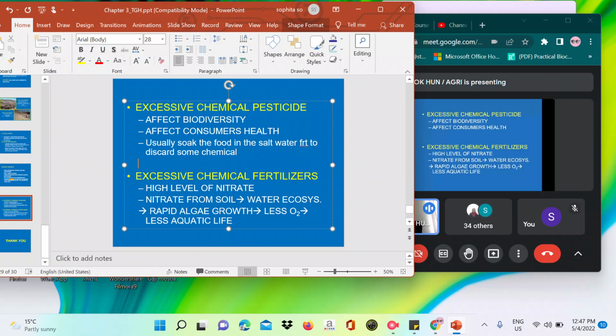So there will be less oxygen inside the water, and less aquatic animals living there, because the river is already covered by algae, full of algae. The oxygen supply becomes lesser and lesser, and all the aquatic animals will die. So this will affect the natural ecosystem inside the water. This is a very bad impact to humans. That's why nowadays the government encourages the use of bio-based pesticide or bio-based fertilizer.